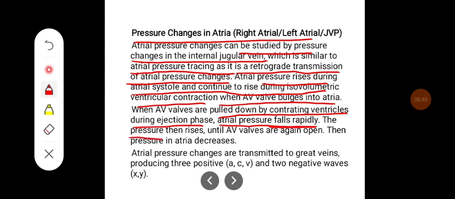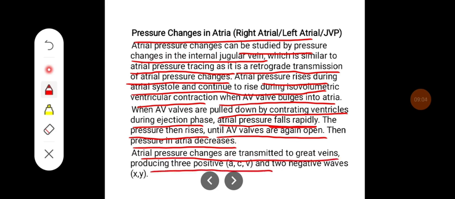The pressure then rises until AV valves are again open. Then pressure rise in atria decreases. The atrial pressure changes are transmitted to great veins, producing three positive waves, that is A, C and V, and two negative waves X and Y.